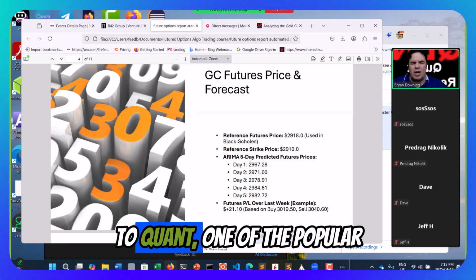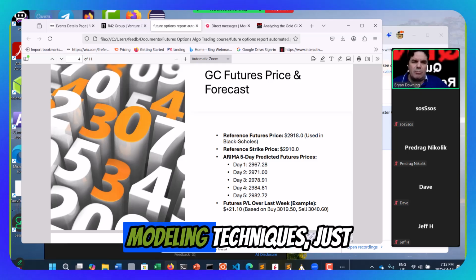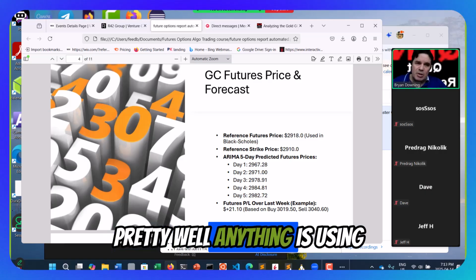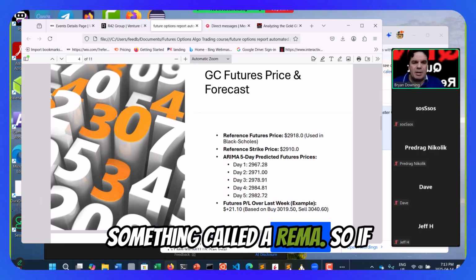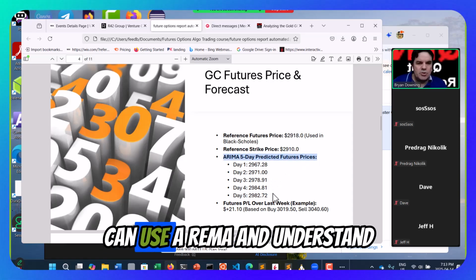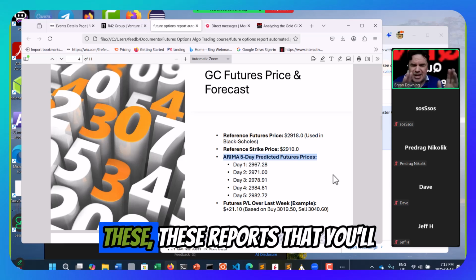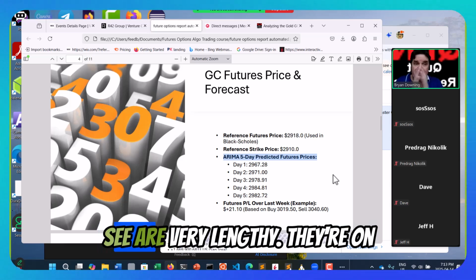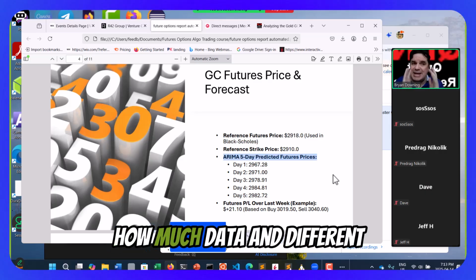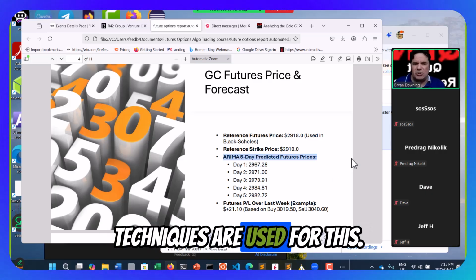When it comes to quant, one of the popular modeling techniques, using futures or even stock or pretty well anything, is using something called ARIMA. So if we have a price prediction, we can use ARIMA. The reports that you'll see are very lengthy. They're on average about 40 pages. That's how much data and different techniques are used for this.